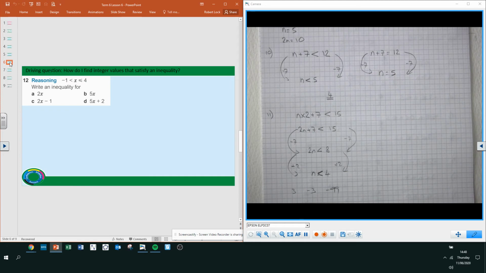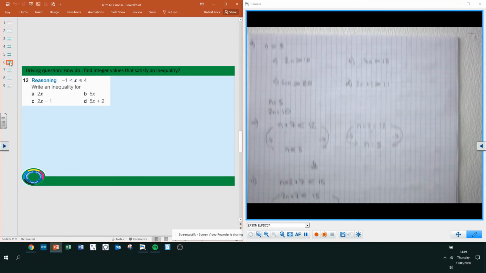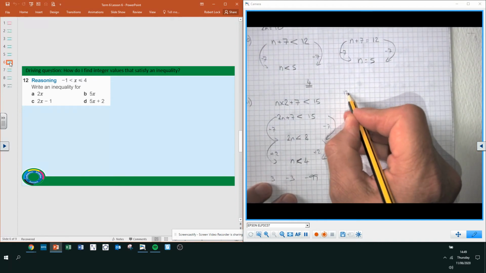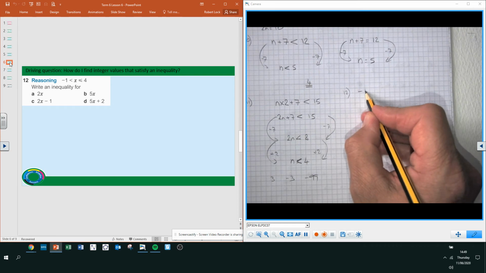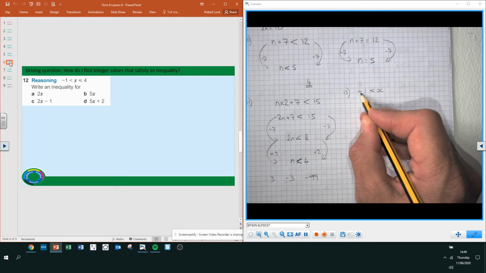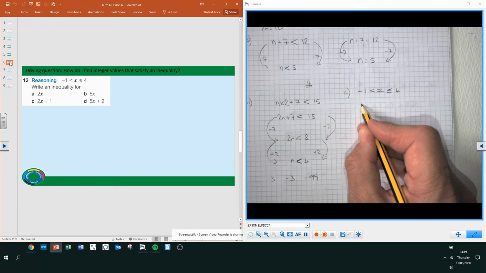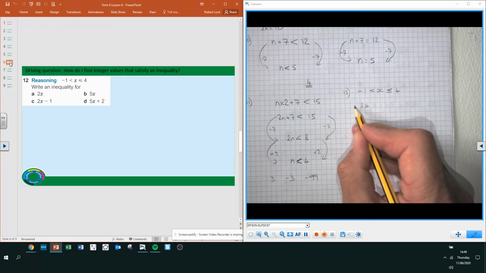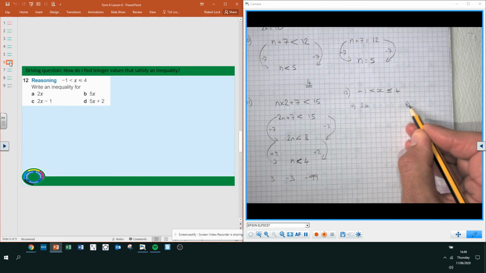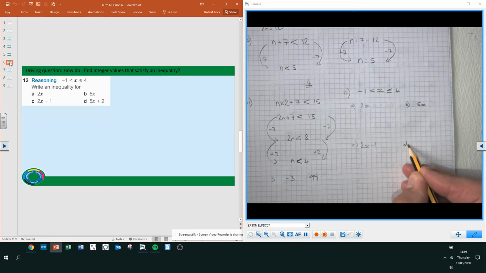Question 12. Minus 1. So x is larger than minus 1, but smaller or equal to 4. What's 2x going to be? A, 2x. B, 5x. C, 2x minus 1. And D, 5x plus 2.